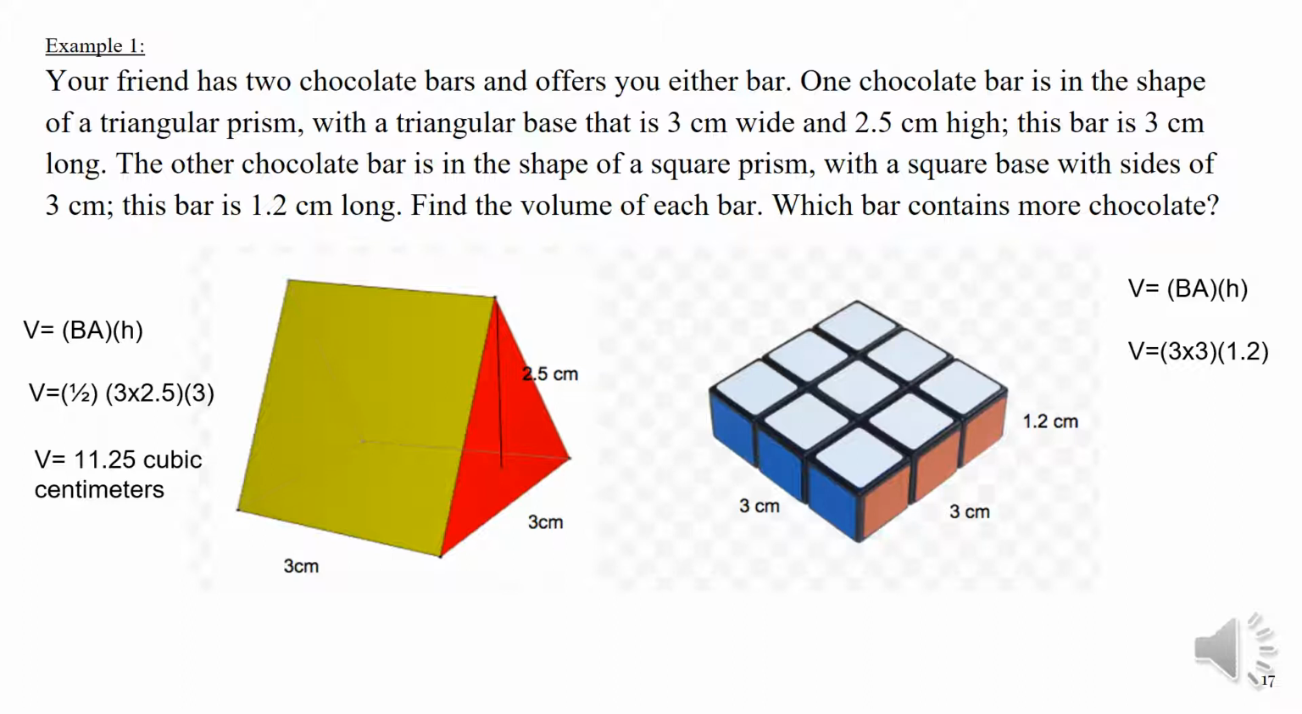On the right, our base area is a square, so we need to calculate length times width, or in other words, 3 times 3, multiply it by our height, which was 1.2, and get 10.8 cubic centimeters. So we should choose the Toblerone bar because the volume is larger.